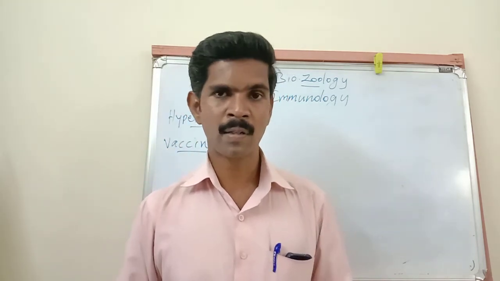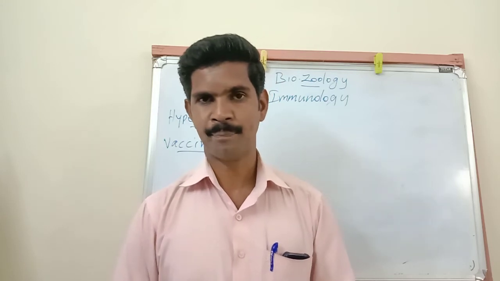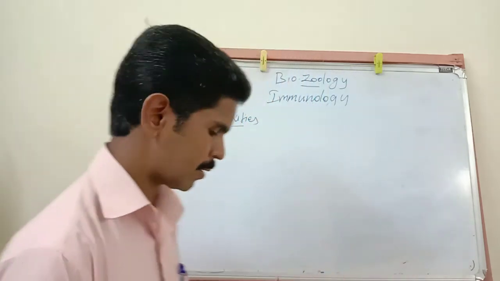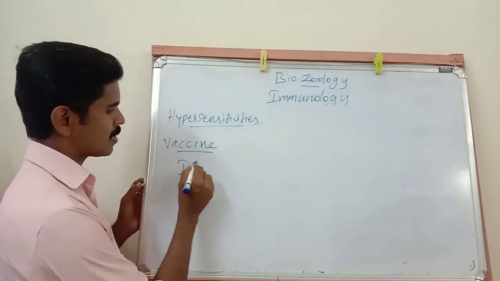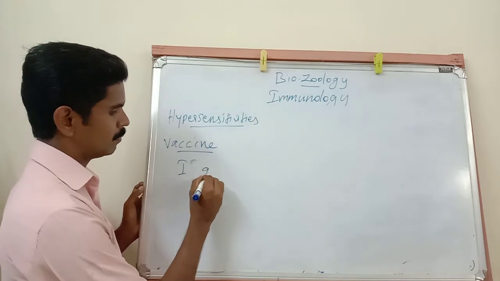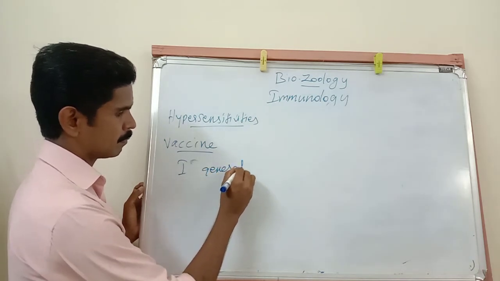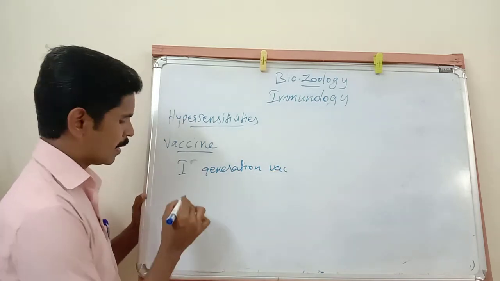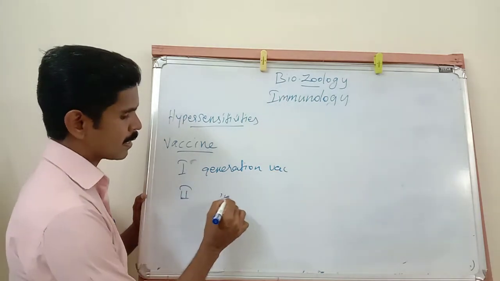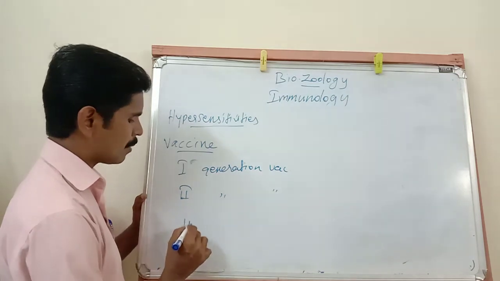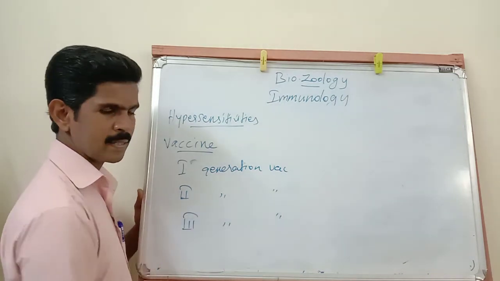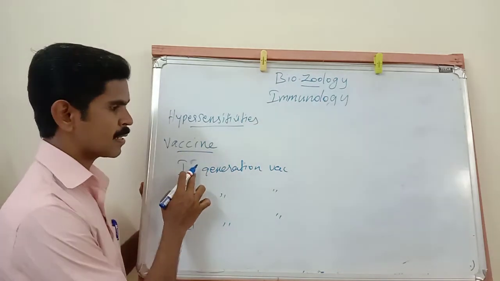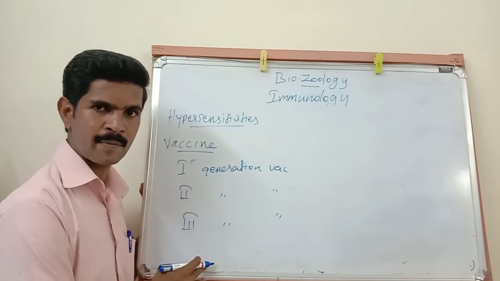It is a very important 5-mark question, so listen very carefully. Types of vaccine. See, vaccines are classified into 3 major types. The first type is called first generation vaccine. Second one is called second generation vaccine. Third type is called third generation vaccine. So the vaccines are classified into 3 major categories: first generation vaccine, second generation and third generation vaccine.